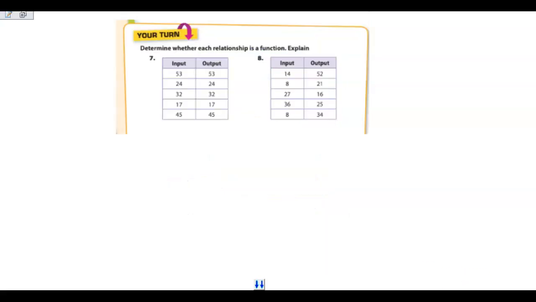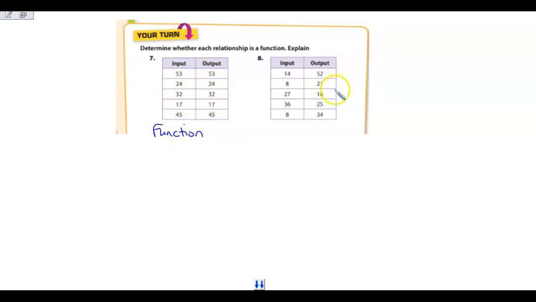Okay. Let's look at number 7 and determine if it is a function or not, and then we're going to explain. So when I look at my input values, I have 53, 24, 32, 17, 45. Is this a function? So yes, it is a function. Each input has exactly one output.